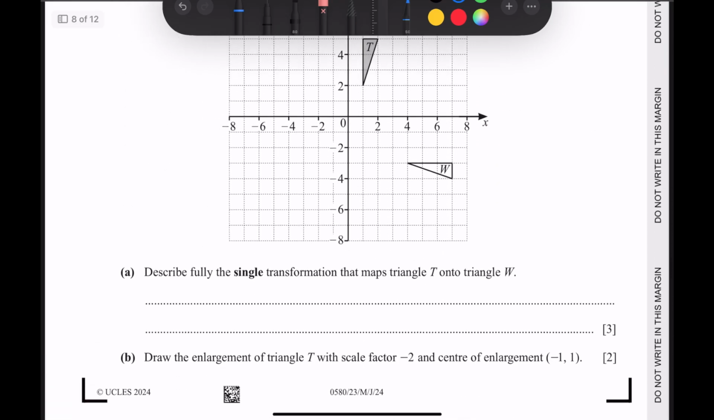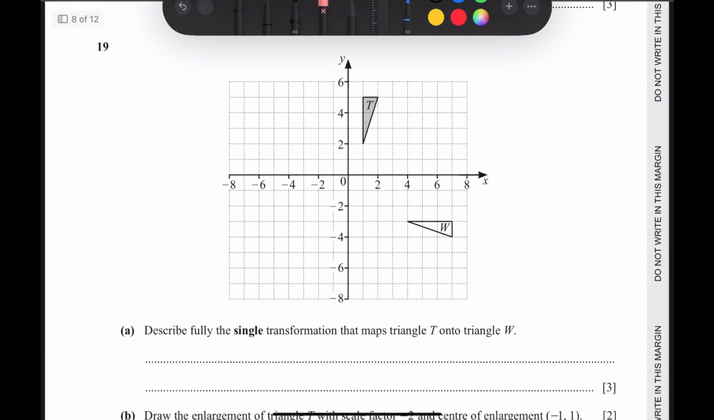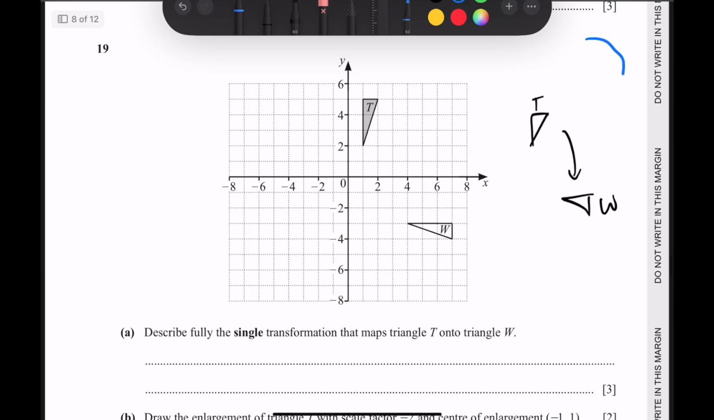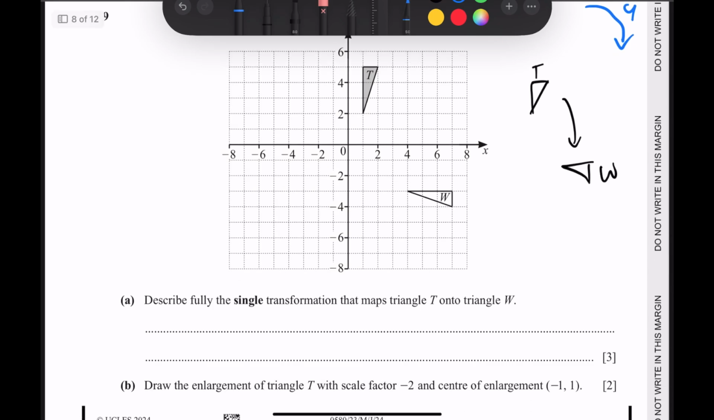Question 19, part A, says to describe fully the single transformation that maps triangle T onto triangle W. As you can see, if this is triangle T and this is triangle W, there's a rotation occurring. In this case, this is a rotation by 90 degrees clockwise, since it's only rotating 1/4 of a full circle, which is 360 degrees. So for this 3-mark question, for 2 marks, you have to first write rotation.